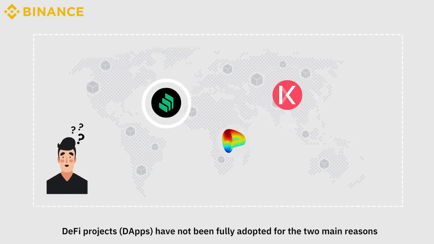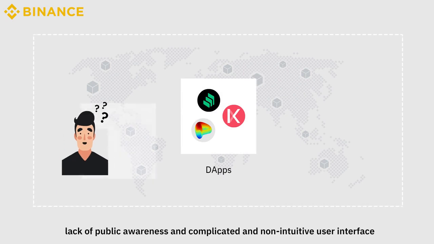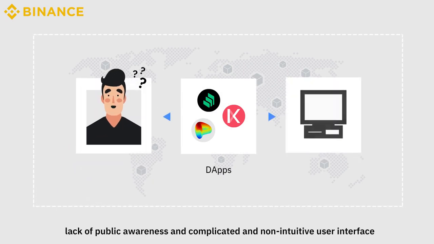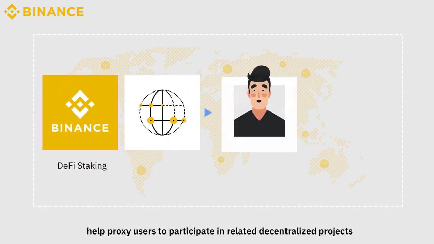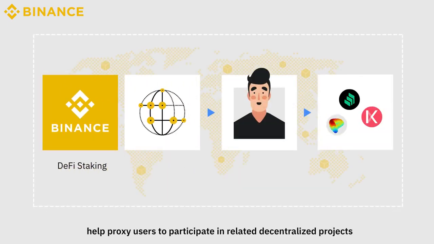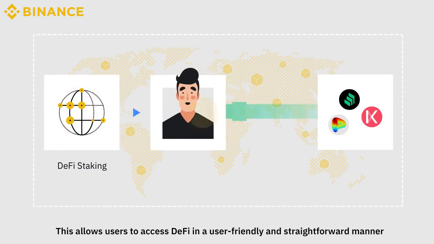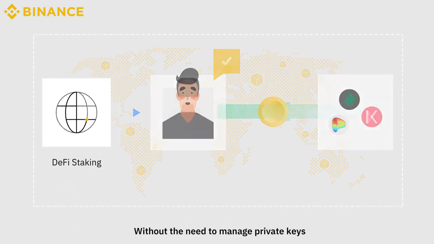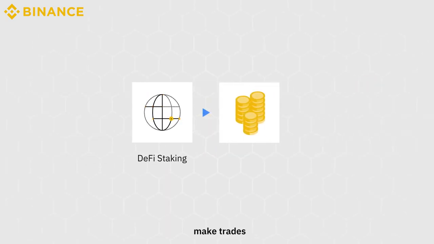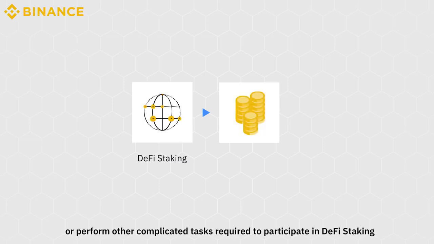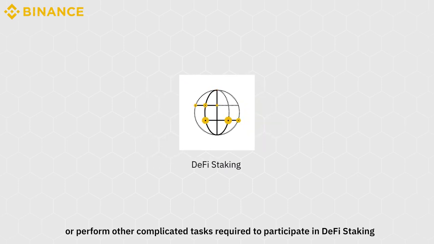Currently, DeFi projects, DApps, have not been fully adopted for two main reasons: lack of public awareness and a complicated and non-intuitive user interface. This is why Binance introduced DeFi staking to help users participate in related decentralized projects. This allows users to access DeFi in a user-friendly and straightforward manner, without the need to manage private keys, acquire resources, make trades, or perform other complicated tasks required to participate in DeFi staking.